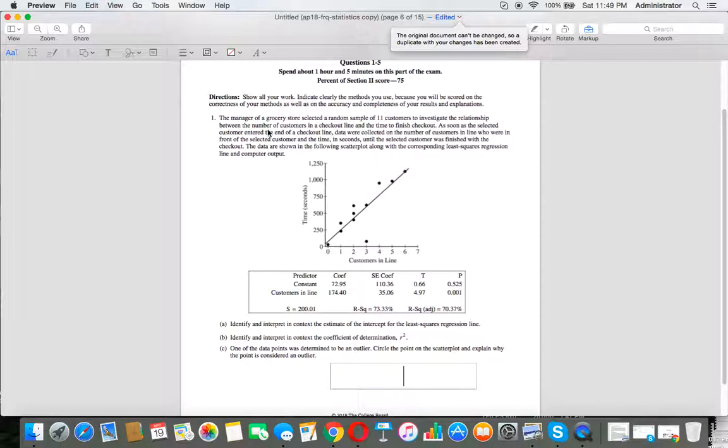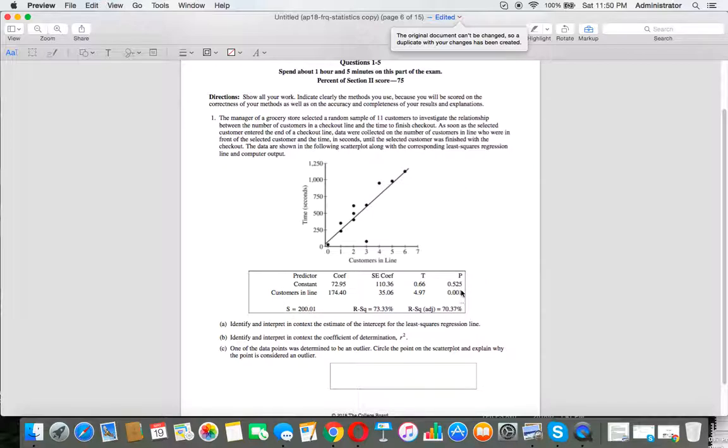Okay, let's read the question. It says, the manager of a grocery store selected a random sample of 11 customers to investigate the relationship between the number of customers in a checkout line and the time to finish checkout. As soon as the selected customer entered the end of the checkout line, data were collected on the number of customers in line who were in front of the selected customer and the time in seconds until the selected customer was finished with the checkout. The data are shown in the following scatterplot along with the corresponding least squares regression line and computer output.